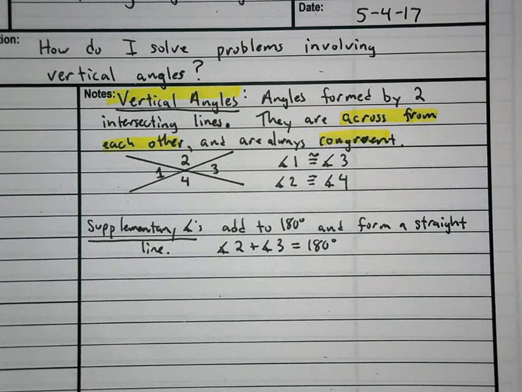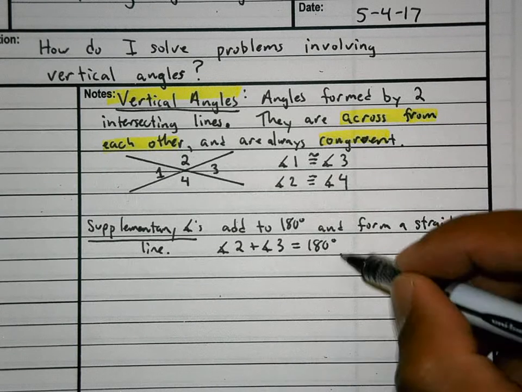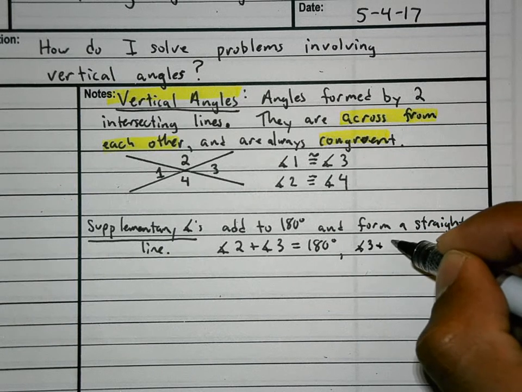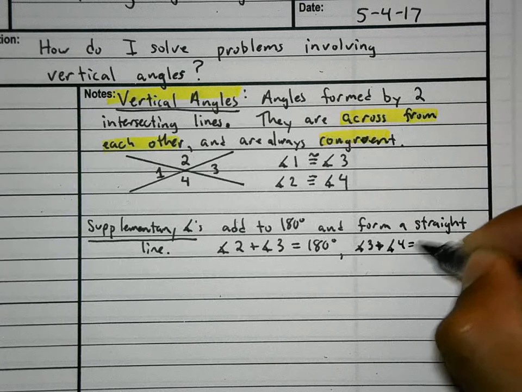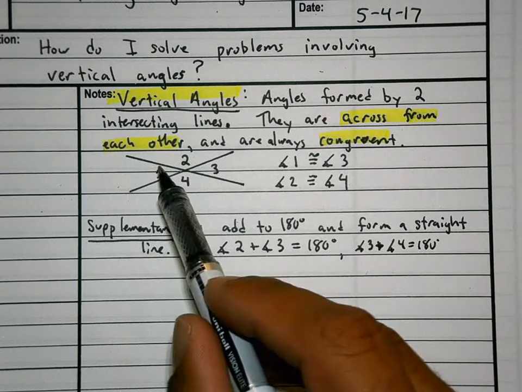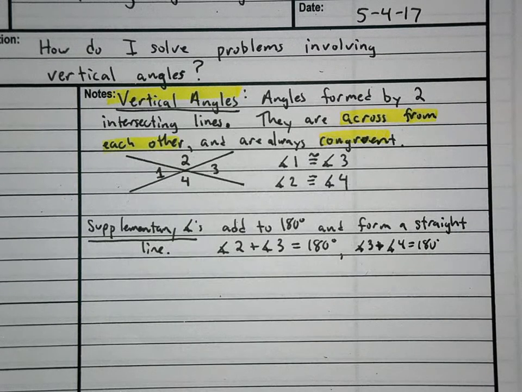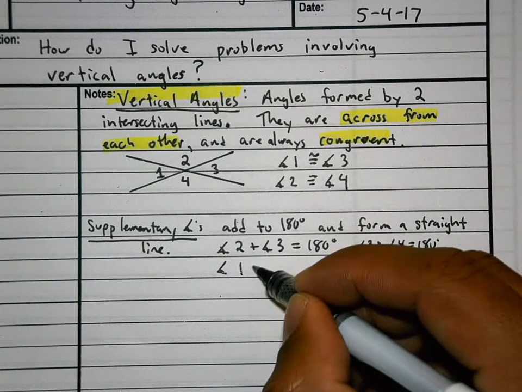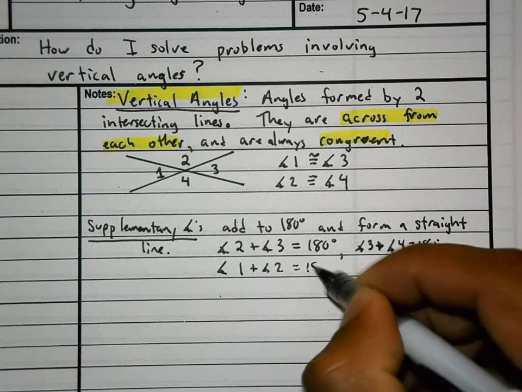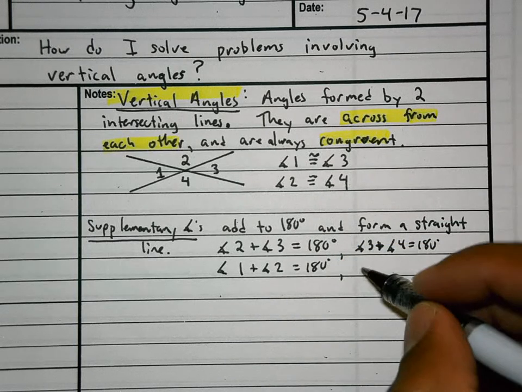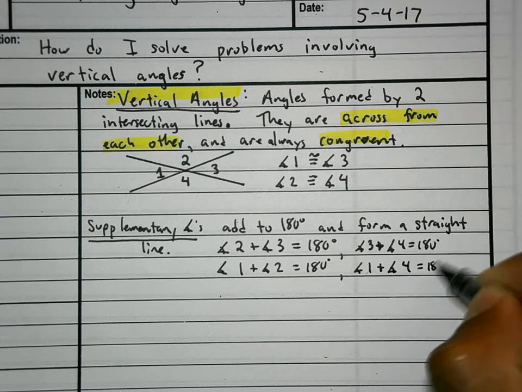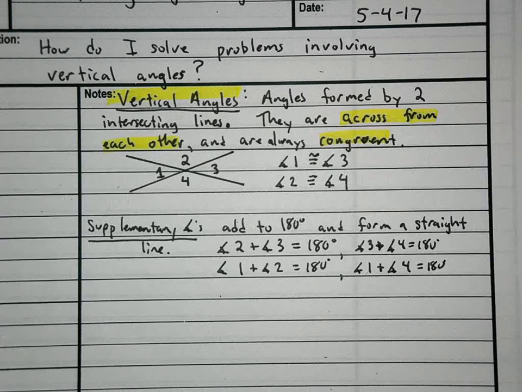Those aren't the only ones that add to 180. There are 4 pairs that add to 180. I could also say 3 and 4 add to 180. 3 plus angle 4 equals 180. I could also say 1 plus 4 equals 180. I could also say 1 plus 2 equals 180. So I'm just going to write those examples down. 1 plus 2 is 180. We did 3 and 4. Now I need 1 and 4. Just so you're aware, those are supplementary angles.